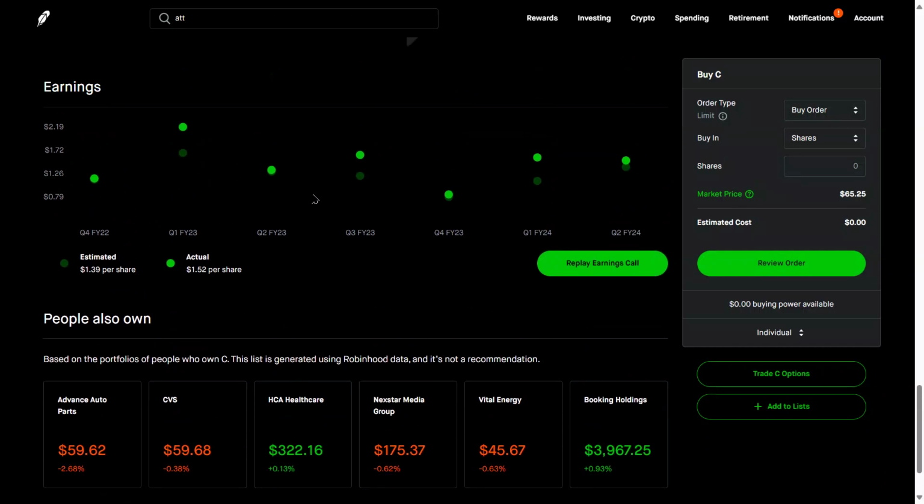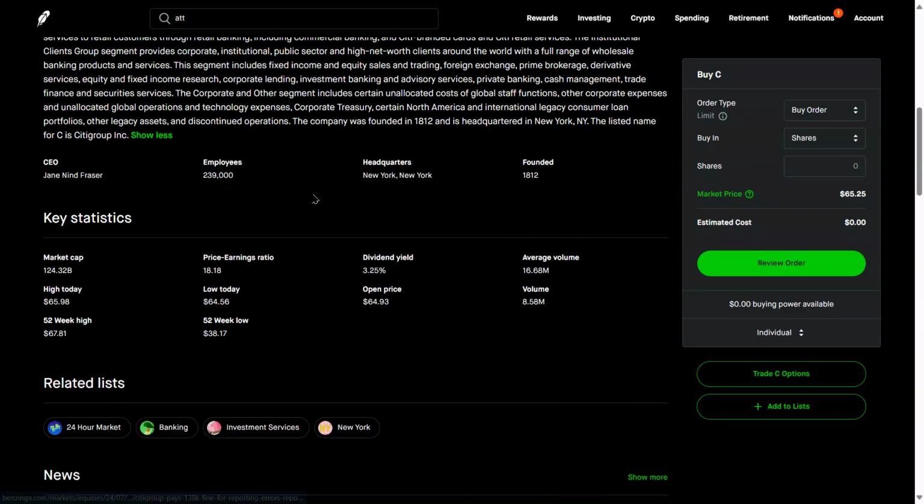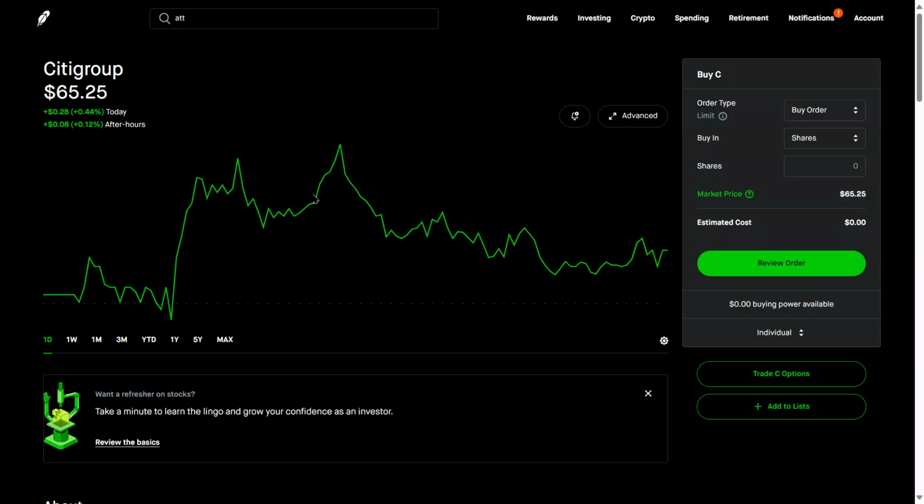But yeah, so Robinhood is good, man. That's why I always recommend Robinhood for beginners. It's user friendly, as you can see. So yeah, and that's pretty much it in a nutshell.